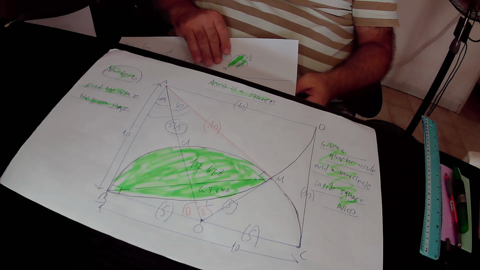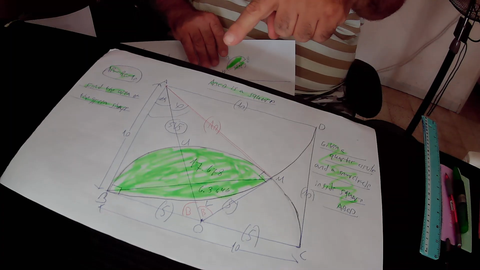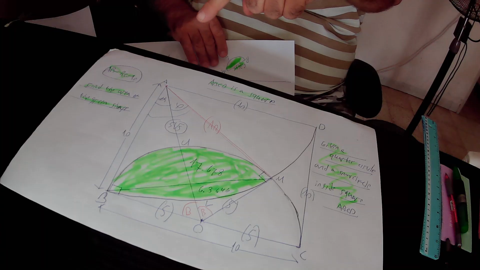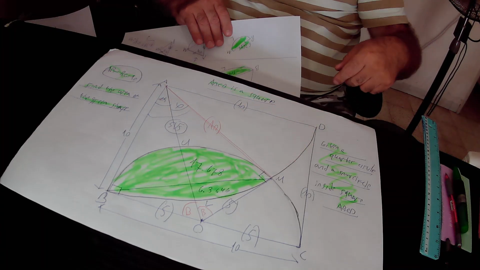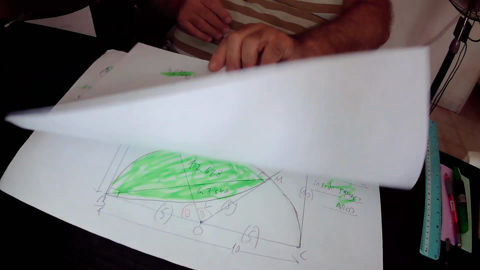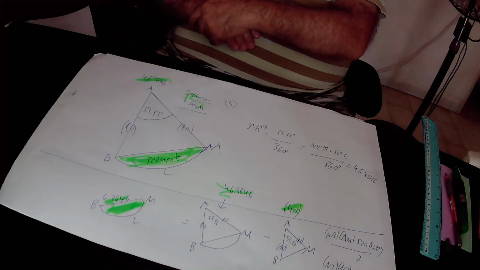So first of all, I copied sector ABM, and in the Olympiad we analyze this sector. This is sector ABM, the point of the original domain.